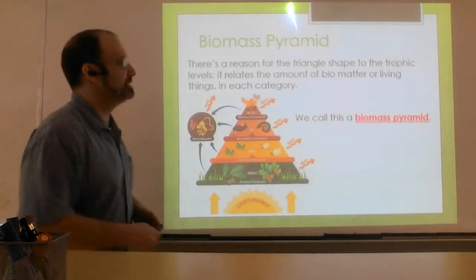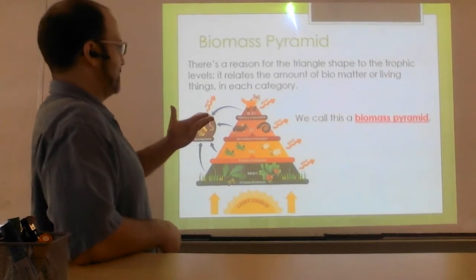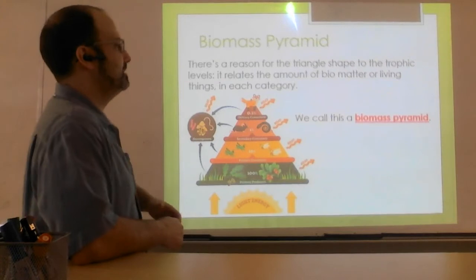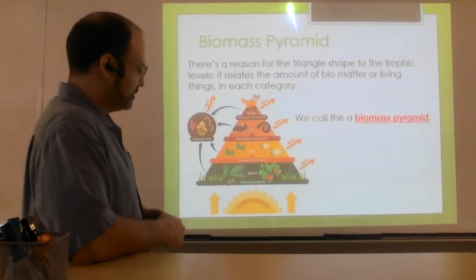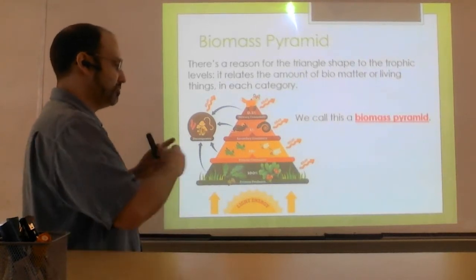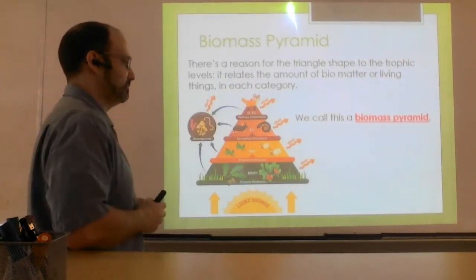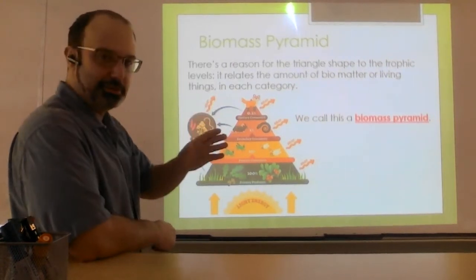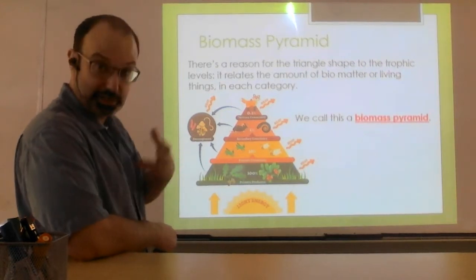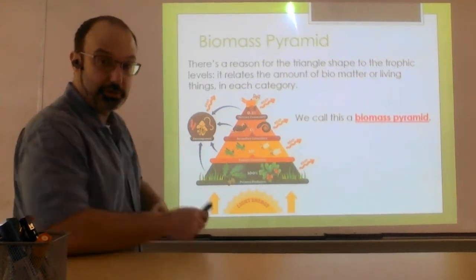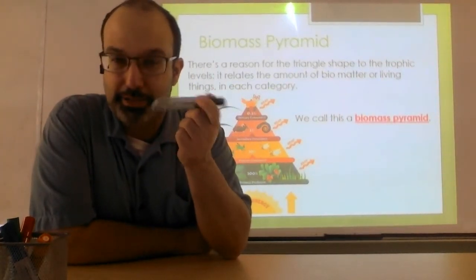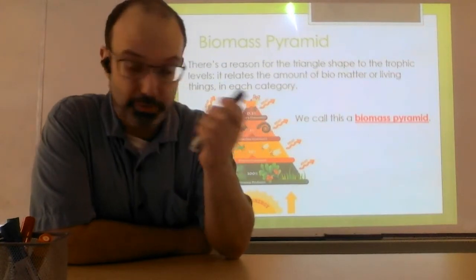Now, there's a reason that this thing has got a triangle shape that you see here. And that's because these trophic levels relate to the amount of biomatter, or living things, at each category. So down here, your primary producers, there's a lot of them. But there's a lot less of those primary consumers, secondary consumers, and tertiary consumers. This is literally called a biomass pyramid. Bio meaning alive, mass meaning stuff or material, right? So these markers, they're not biomass, right? They're mass, but they're not biomass. I am, because, assuming I'm not a robot, I'm alive.